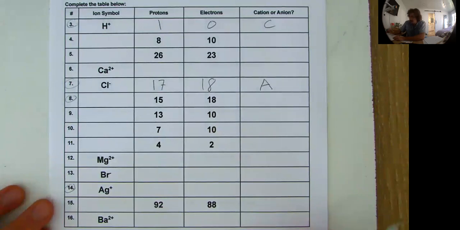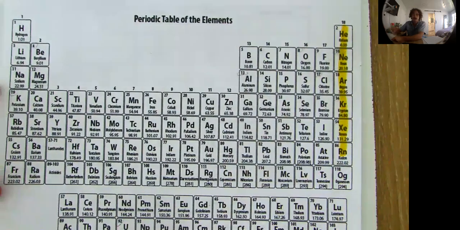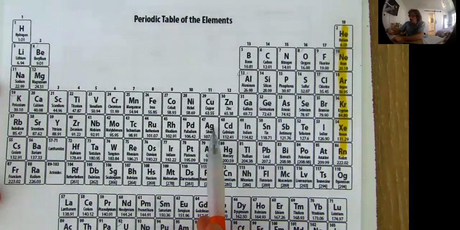Okay, next is number 14, I'll do for you. So 14 says Ag for silver. There's a +1 charge. The number of protons in silver, if I look at my periodic table and find Ag, there it is. It's number 47.